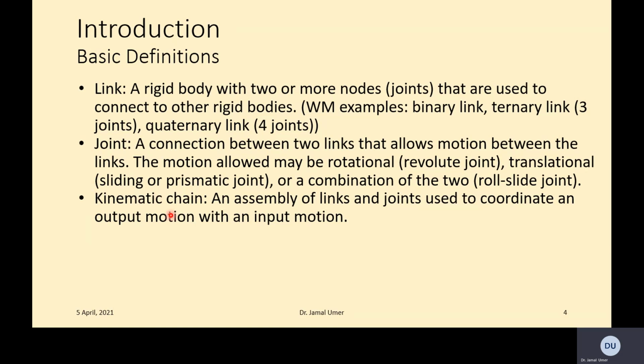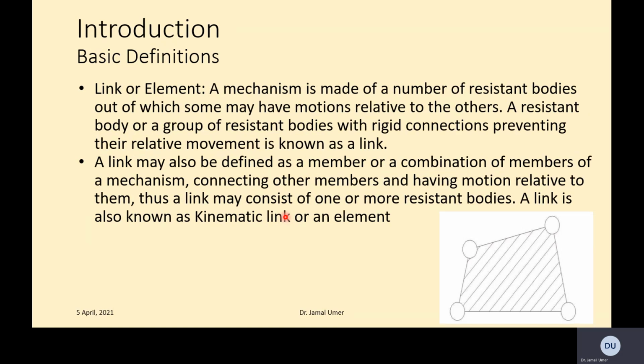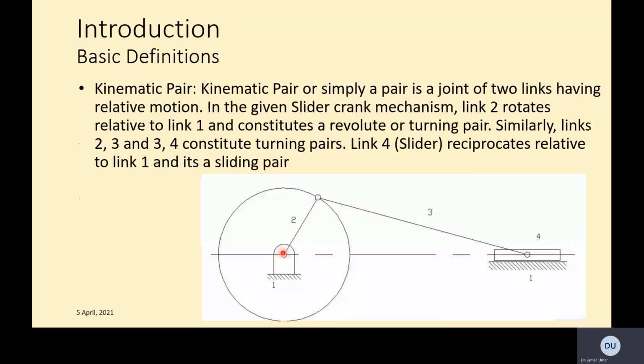And then there is another definition called a kinematic chain. An assembly of links and joints used to coordinate an output motion with an input motion. So it is an assembly of links. We have explained link, we have explained joint. The kinematic chain is the assembly of links. So in the slider crank mechanism, I will go back again. Within the slider crank, this is the kinematic chain where an assembly of links is available. What does it mean? 2 is a link, 3 is a link, 4 is a link, 5 is a link. They are connected with each other at joints. So that's what we call a kinematic chain.